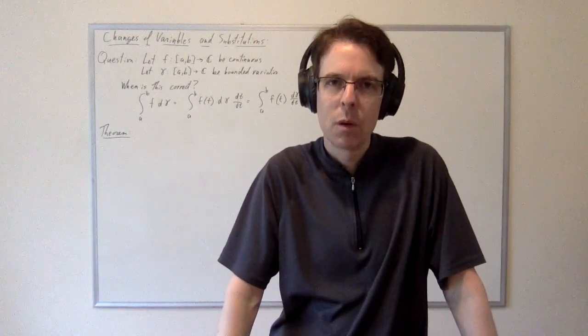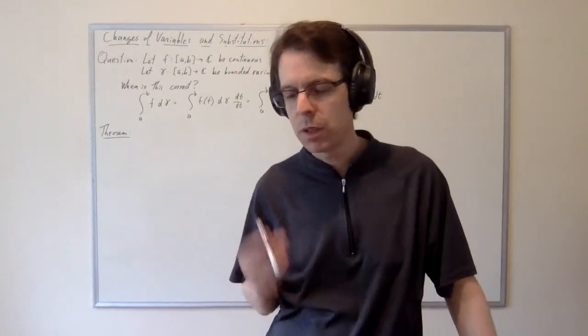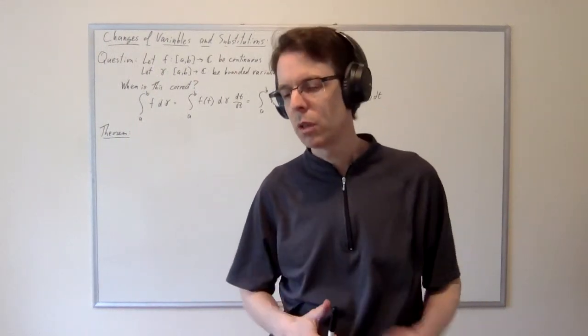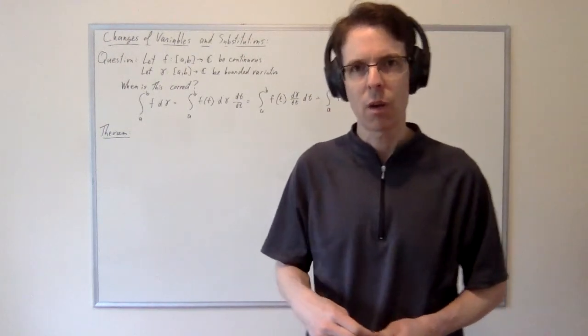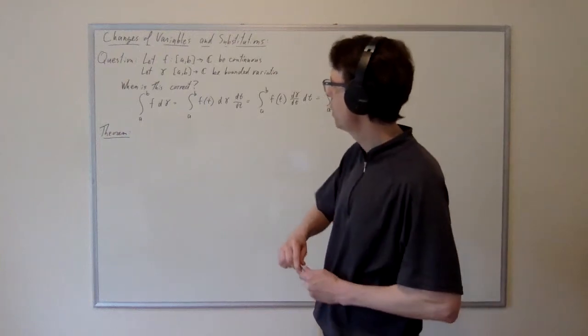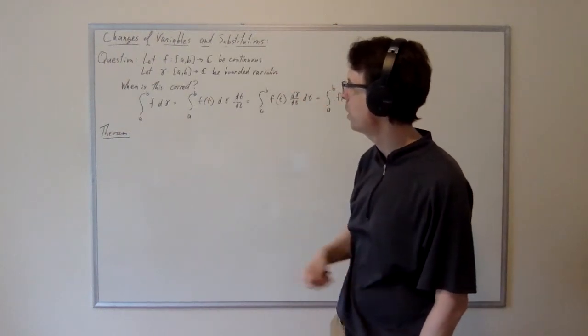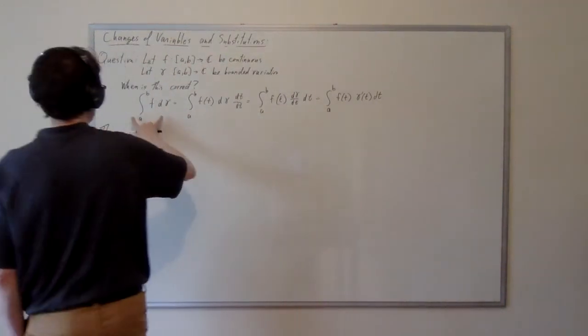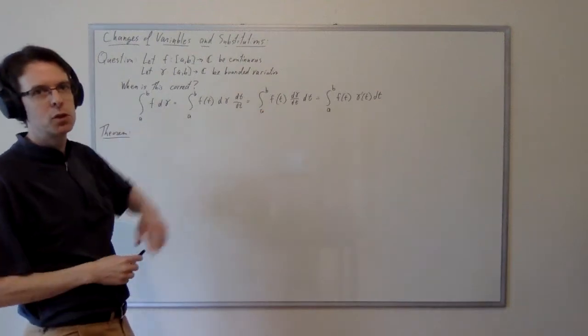Today we're going to talk a little bit about changes of variables and substitutions. And in particular, I want to look at a particular change that we can make to a Riemann-Stieltjes integral and ask, is that correct? So this is a theoretical question. Let f be a continuous function and let gamma be a bounded variation path. Those conditions guarantee that this integral exists. So the question is, is this computation ever justified?